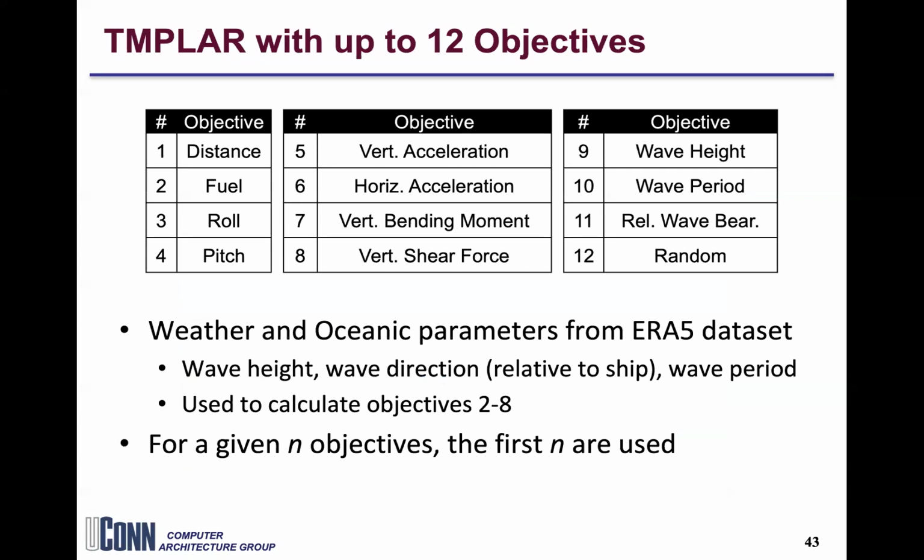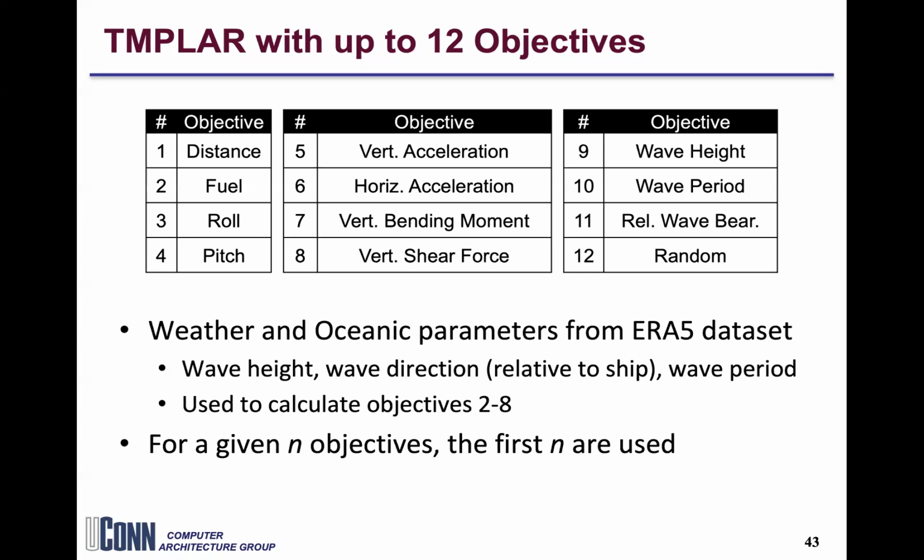The US Navy has released these 12 objectives. The first 4 are more distance, fuel, roll, pitch of the vessel. There are other aspects of the vessel that you're trying to optimize. And then there are all these weather parameters. We use the ERA5 data set with wave heights, which gives us the next 3-hour projections on the weather. When we say X objectives or N objectives, we are taking the first N objectives from this list and co-optimizing.